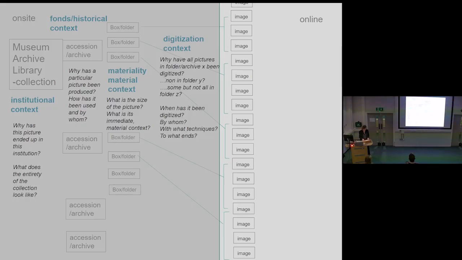And finally, but not least, the digitization context is maybe the most under-communicated information of all. For example, why have all the pictures in a folder been digitized, but nothing in another? Why have some pictures in one folder been digitized and not the others? When did the digitization take place? By whom was it made and to what ends? So what we've tried to do in the following example is to make these hidden aspects visible through a variety of methods.